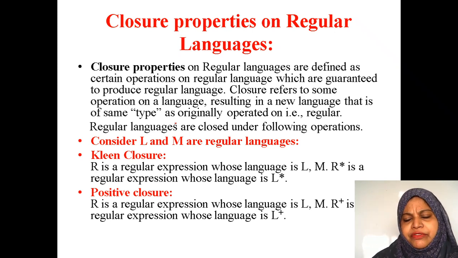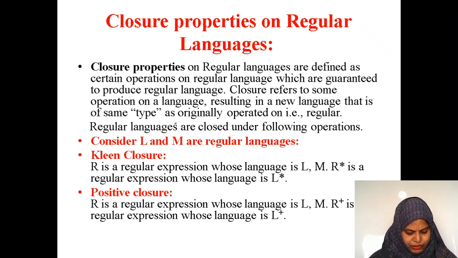For example, I am going to define one language, that particular language is defined by L. R is a regular expression, and that regular expression belongs to the language L. Then R star is a regular expression whose language is L star. Here R star, closure of R, means R star. If R star is a regular expression, then that language is L star, right. Positive closure means if R is a regular expression whose language is L, then R plus is a regular expression whose language is L plus.